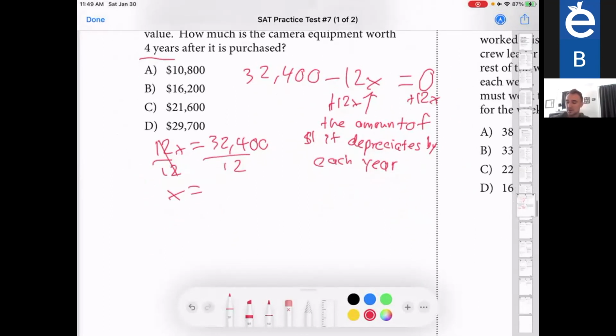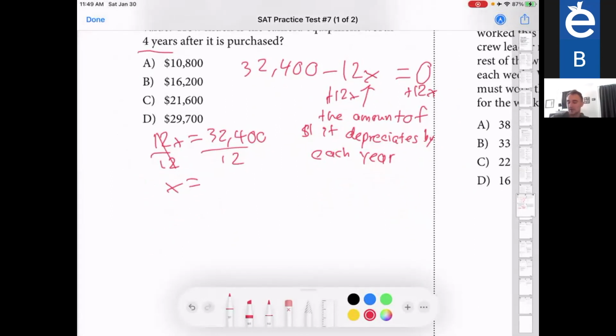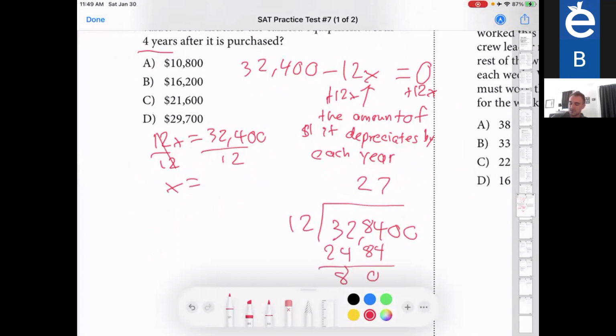Probably want to do this with a calculator. Yeah, I can do this in my head. You can do this long division too. These numbers should be pretty friendly to work with. 32,400, dividing that by 12. 12 gives me 32 2 times, 24. Remainder of 8, bring that up. How many times does 12 go into 84? 7 times. 84, 0, 0, 0. So $2,700 is the amount that it depreciates each year by.